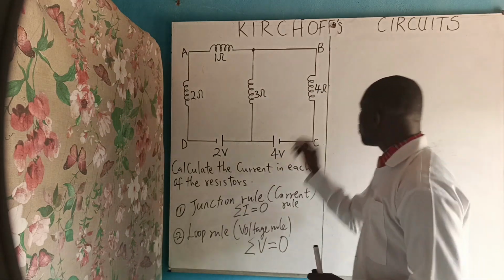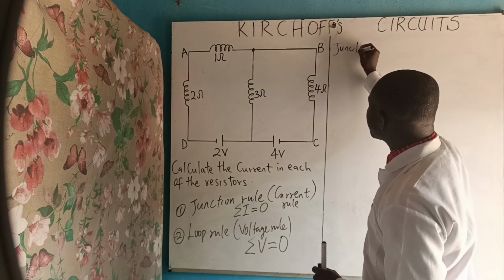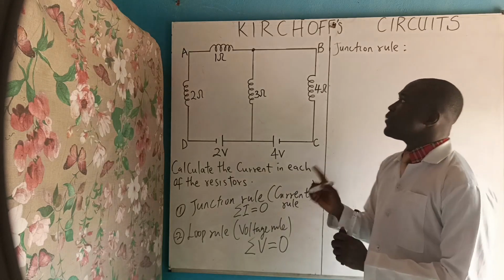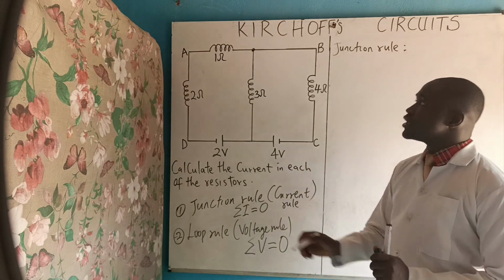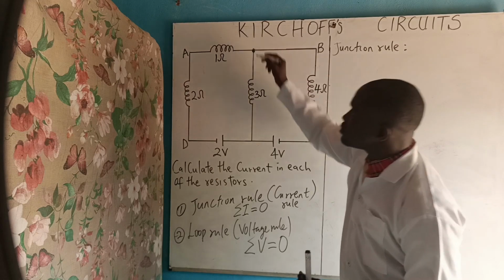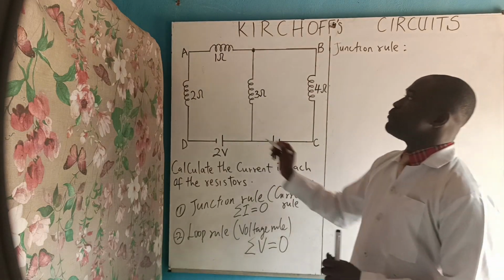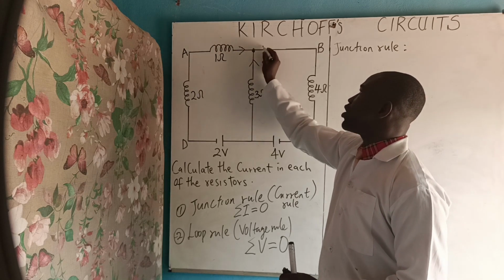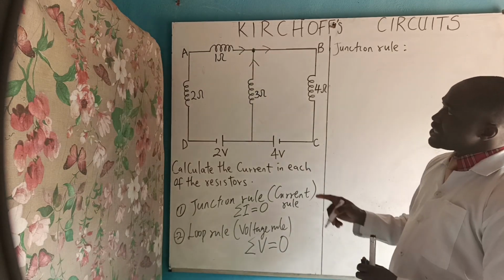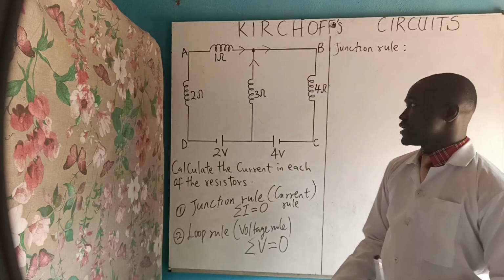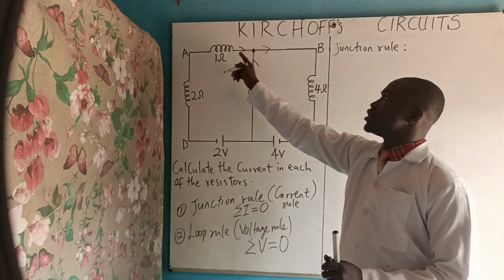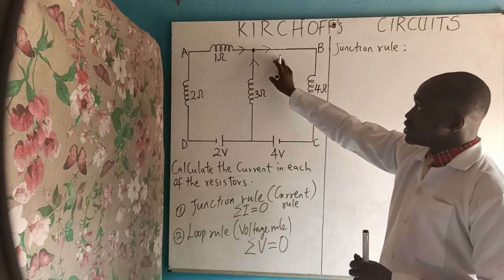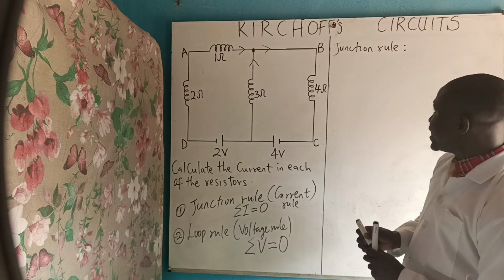First, for this junction rule, which talks about current, you have to pick a direction of your choice at this junction. Make sure that you pick directions such that there is current flowing in and there is current flowing out. You can see that from the direction I just picked, this current is flowing into the junction, this one is flowing into it, but this one is flowing away. It is a good direction to check.